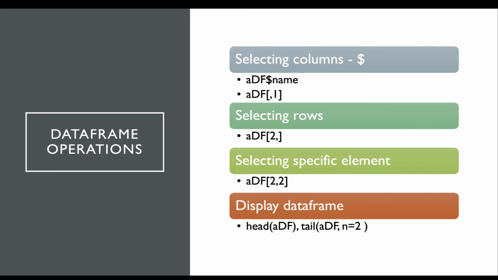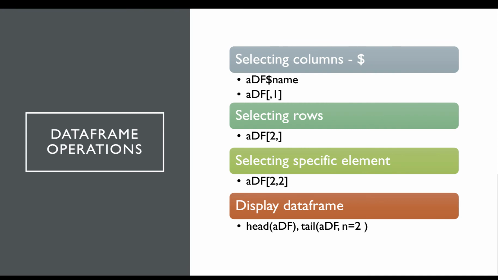Now, there are several different operations that one can perform on a data frame, including the selection of rows, the selection of columns, selecting specific elements, and displaying certain portions of the data frame. To select specific columns of the data frame, one needs to use the dollar operator. By specifying the name of the column after the dollar sign preceded by the name of the data frame, one can select specific columns based on the name of the column.